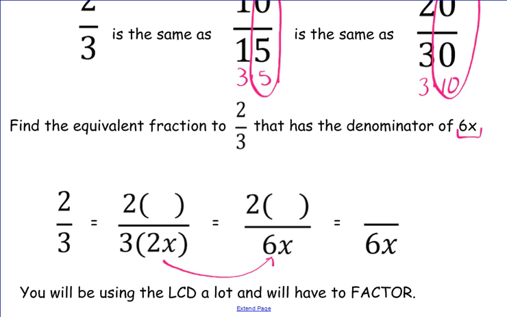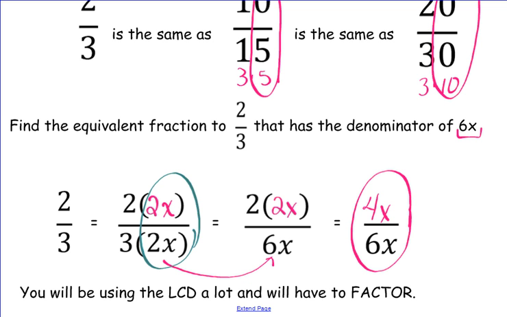So I'm going to multiply the numerator and the denominator by the same thing. See? 2x over 2x. And now I'm going to do my multiplying. 3 times 2x is 6x. 2 times 2x is 4x. So now this is my equivalent fraction. And for the rest of this lesson, we're going to be using the concept of least common denominator between two or more fractions or rational expressions in order to find the piece that we want.